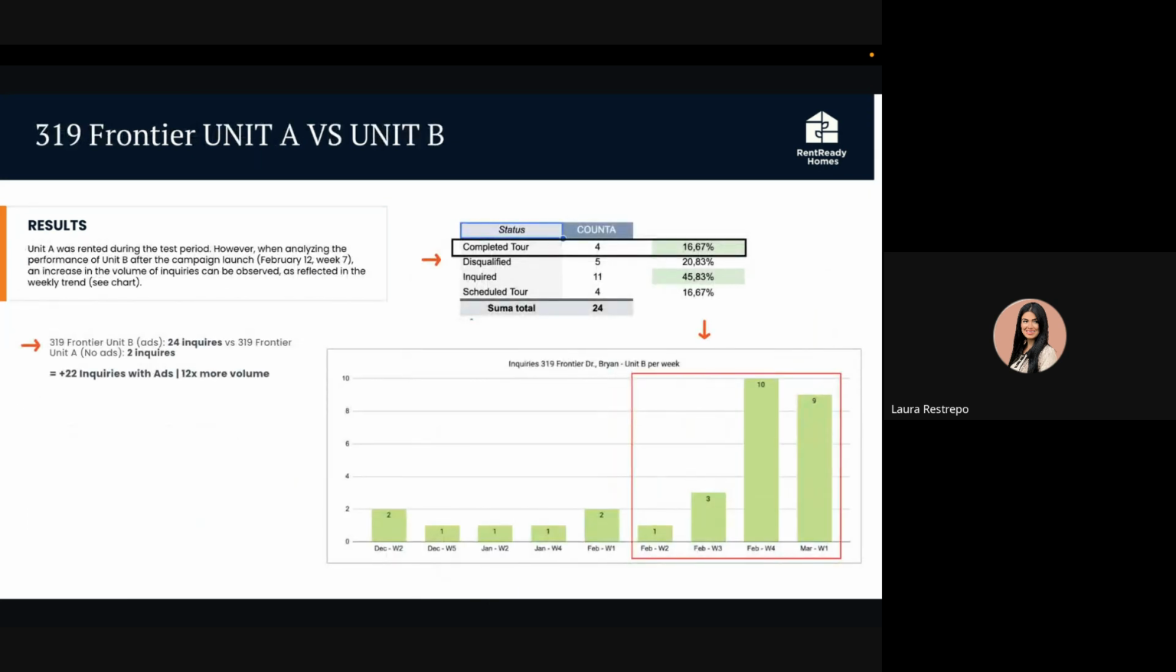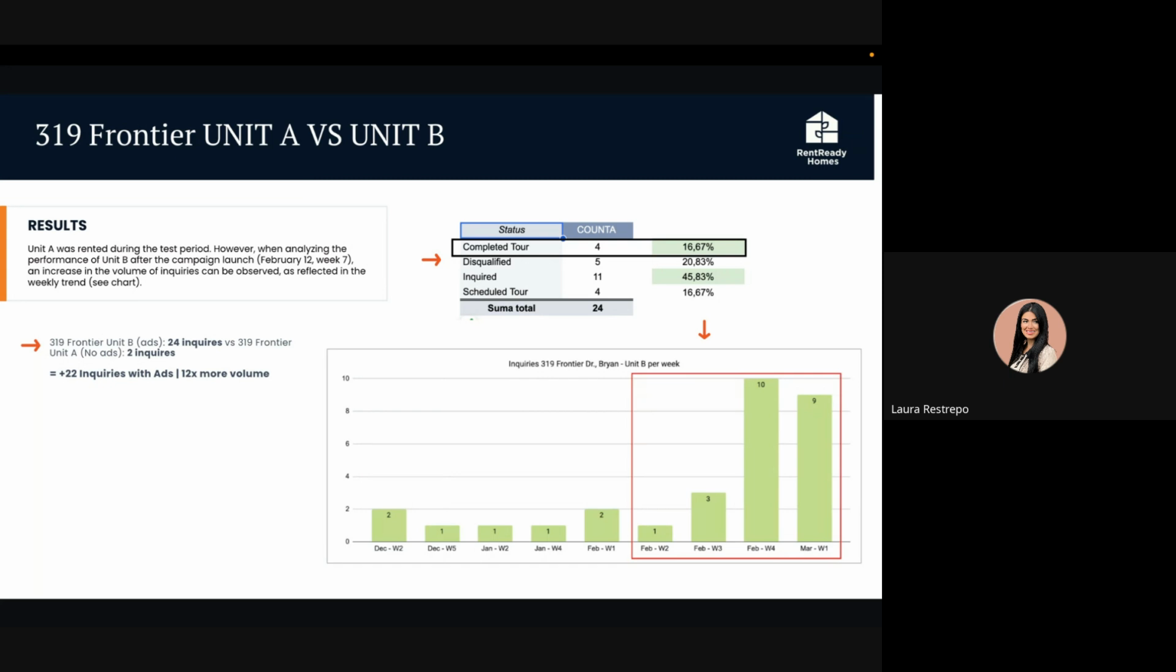The Frontier. So we compare unit A versus unit B. Unit A was rented for sure during the test period. However, we analyzed the performance of unit B after the campaign launch, and the increase in the volume of inquiries can be observed as reflecting the weekly trend. You can see in the chart that after we start, in February, in the 2nd week, we start to see the growth of inquiries, right? So basically, this is something interesting.